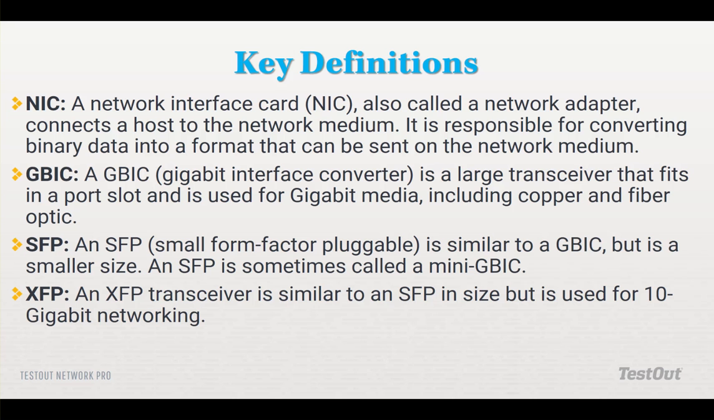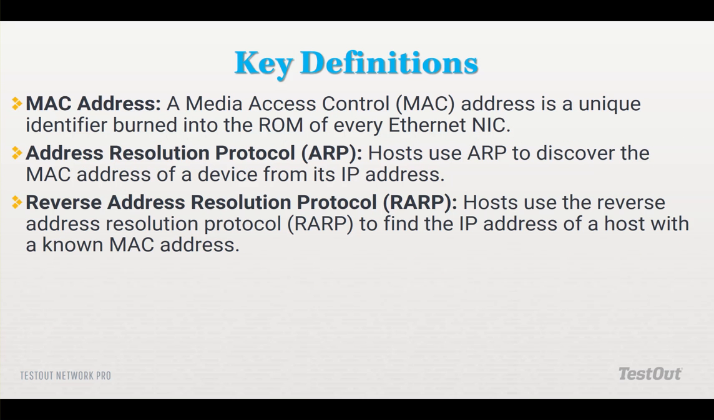GBIC is an interface converter, and it plugs into a switch or a router, and that's used for gigabit media. It's actually being outdated and being replaced with different types. You can see SFP, small form-factor pluggable, and XFP is a transceiver similar to SFP, but it's used for 10 gigabit.